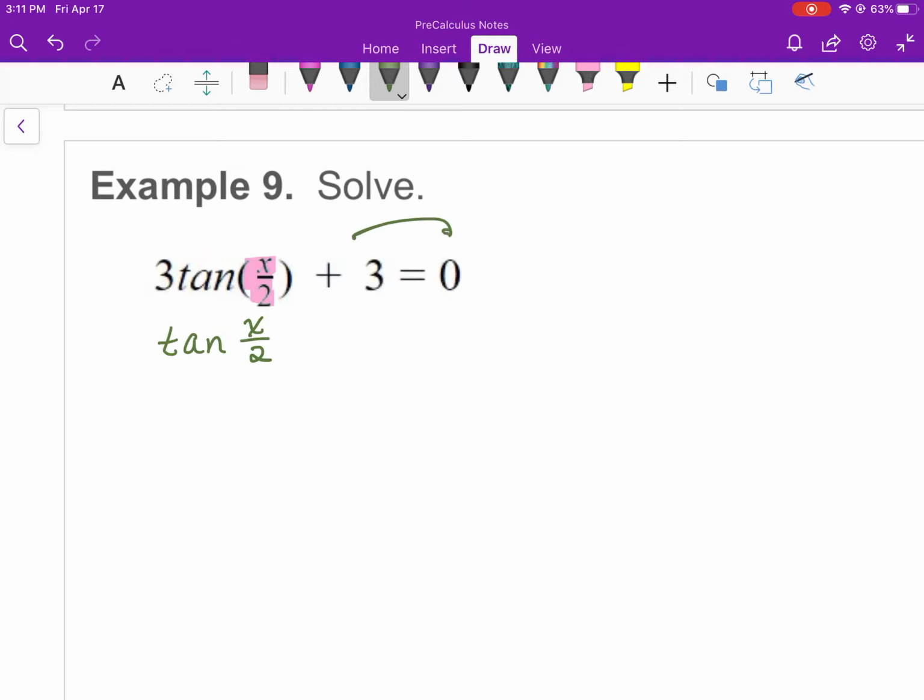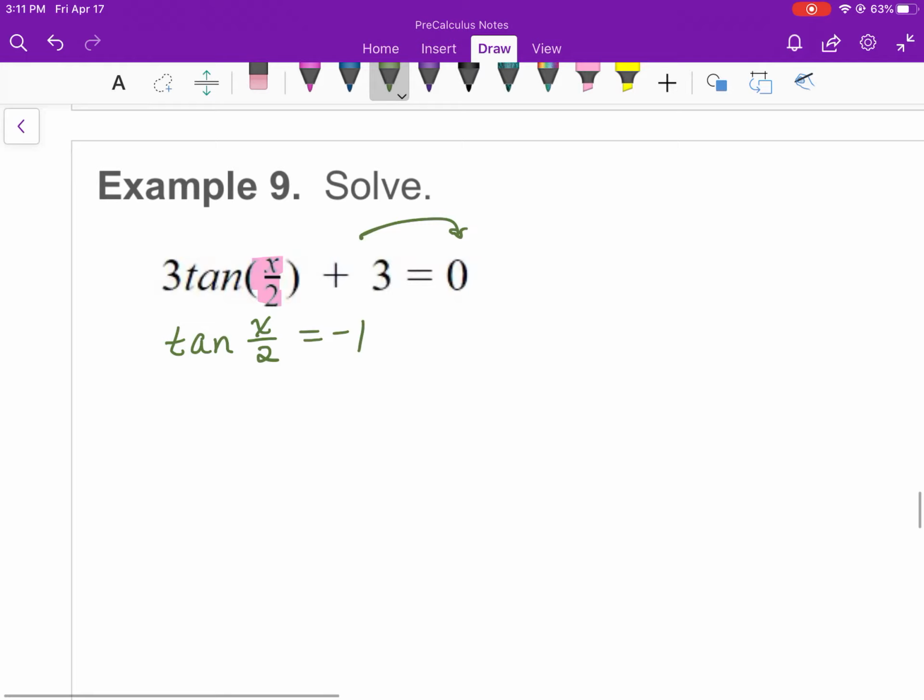So we'll subtract 3 over and divide by 3. That'll be equal to -1. Okay, now, let's just go with when does tangent equal -1? Tangent equals -1 at 3 pi over 4 and at 7 pi over 4. So instead of saying our angle x equals 3 pi over 4 and 7 pi over 4, we're going to say that x over 2 equals 3 pi over 4 and 7 pi over 4. From here, we're going to make two little equations.